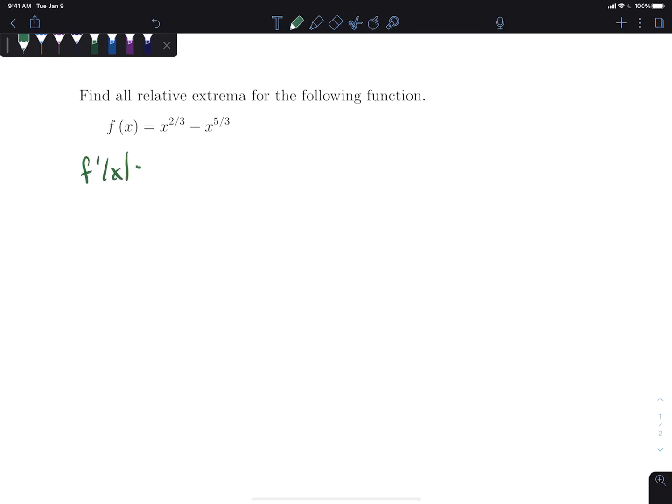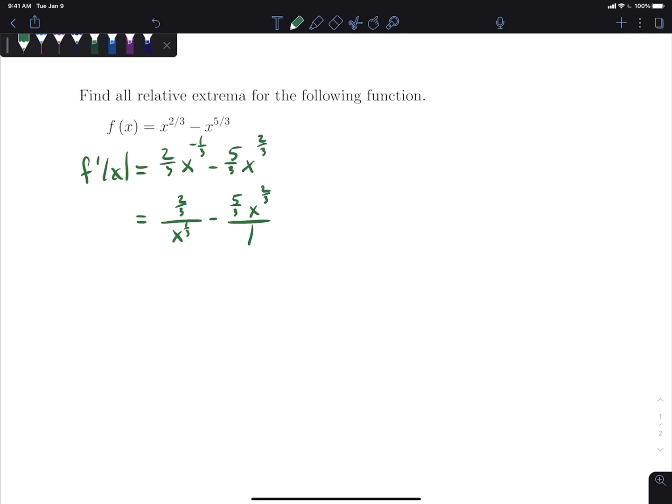So f prime of x here, bring the 2/3 down in front. That makes that 2/3 x to the 2/3 minus 1, which is negative 1/3. And then minus, bring the 5/3 down in front. x to the 5/3 minus 1 is 2/3. Good. Now, because there is a negative as an exponent, this is going to give me 2/3 in the numerator over x to the positive 1/3. And then minus 5/3 x to the 2/3. And technically, that's all over 1.